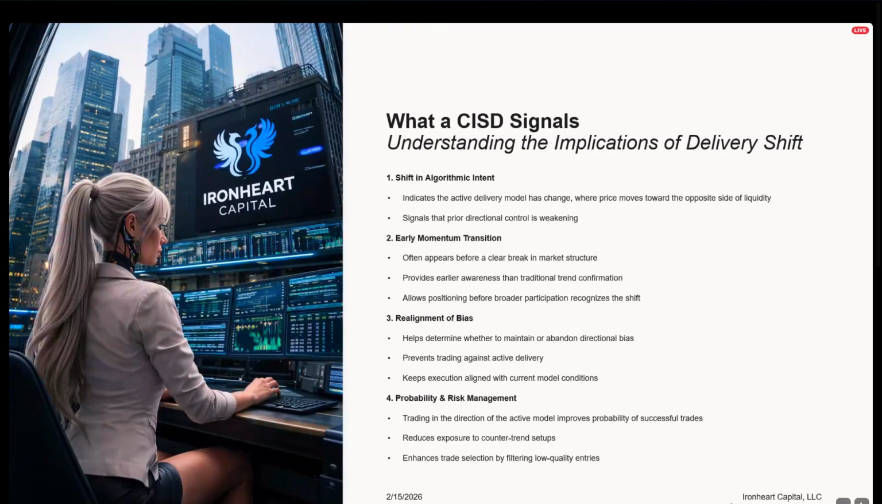And again, it signals that directional control is weakening or has changed, all right? And it allows you to be early on the reversal, okay? It appears before a clear break in market structure. It provides earlier awareness than traditional trend confirmation. And it allows your positioning to be in place before broader participation recognizes the shift, right?